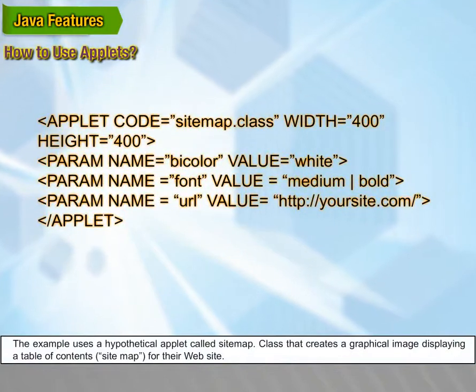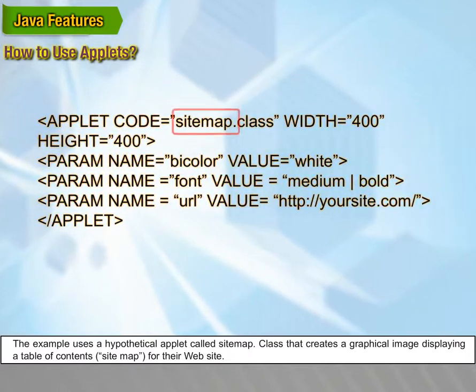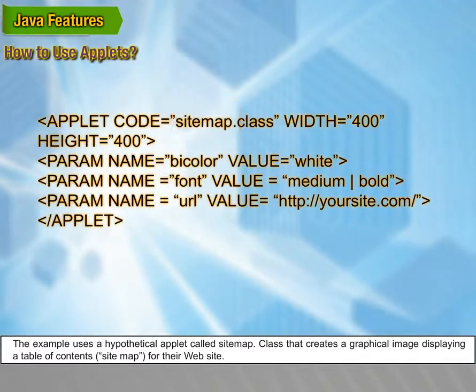The example uses a hypothetical applet called sitemap class that creates a graphical image displaying a table of contents, that is sitemap, for their website.